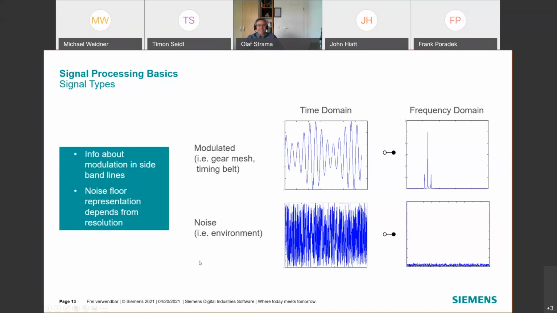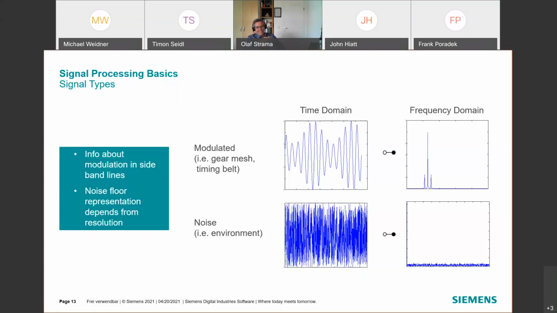In general, we can say that if you talk about modulated signals, most of the quality information is concentrated in the sideband lines. If you look at tooth gears, a good quality tooth gear is homogeneous.